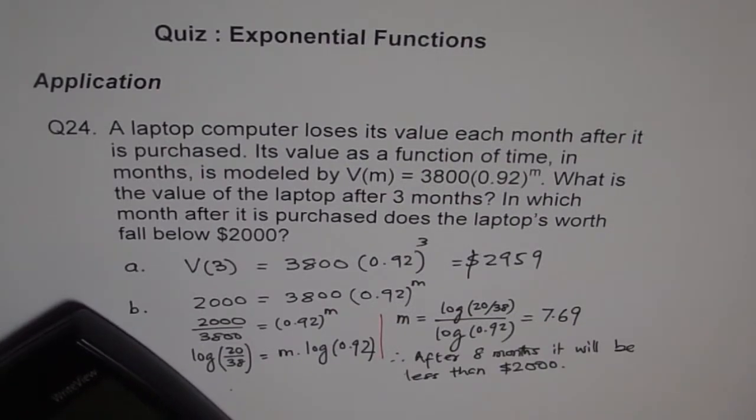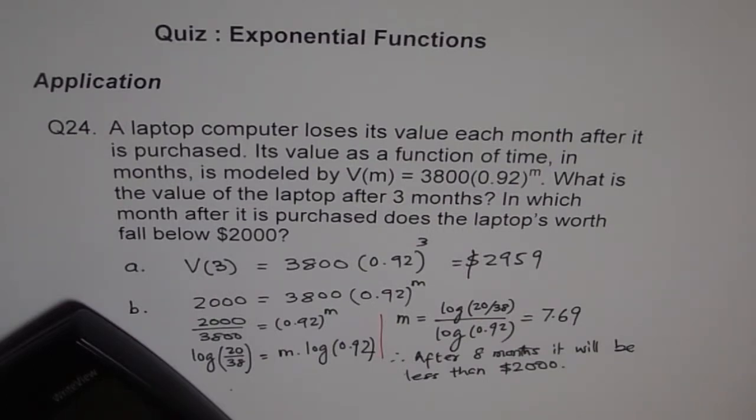So let's do it. We have 3800 times 0.92 to the power of, let us say, 7. If m is 7, we get 2119. So we know that it has to be more than 7. Then you can try the value 8. 3800 times 0.92 to the power of 8 gives 1950. Since 7 was higher than $2,000 and 8 is lower, 8 months is the answer, correct?